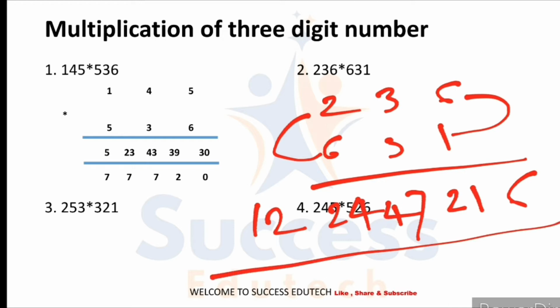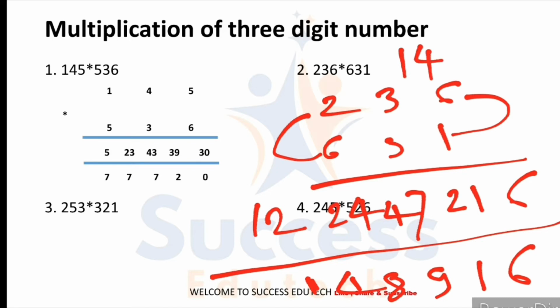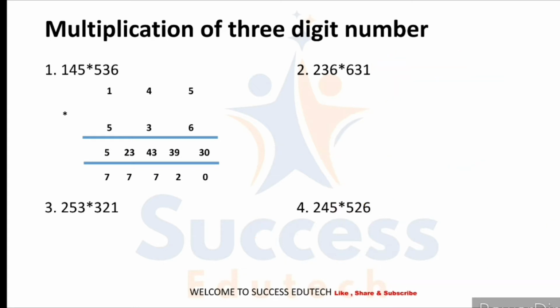Now last digit will be carry, 6 again, 1 as it is, 2 get carry, so here get 49. 49 में से 4 carry, 28, 28 में से 8, 2 carry, then 14. My answer is 14, 8, 9, 1, 6. This is my answer of this question. Now again try, again one second one.